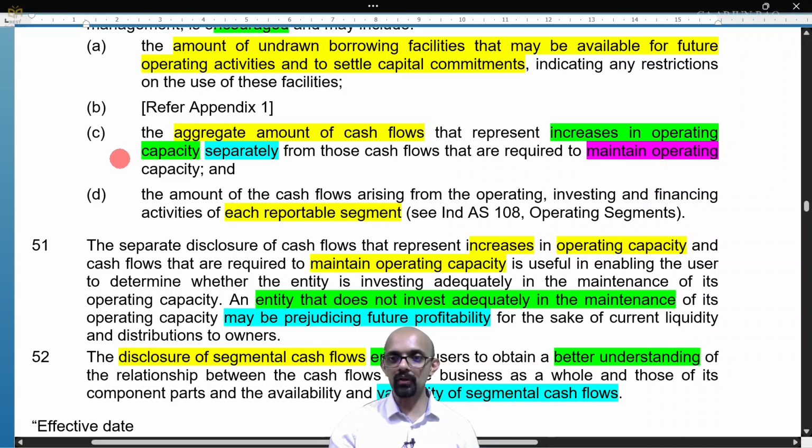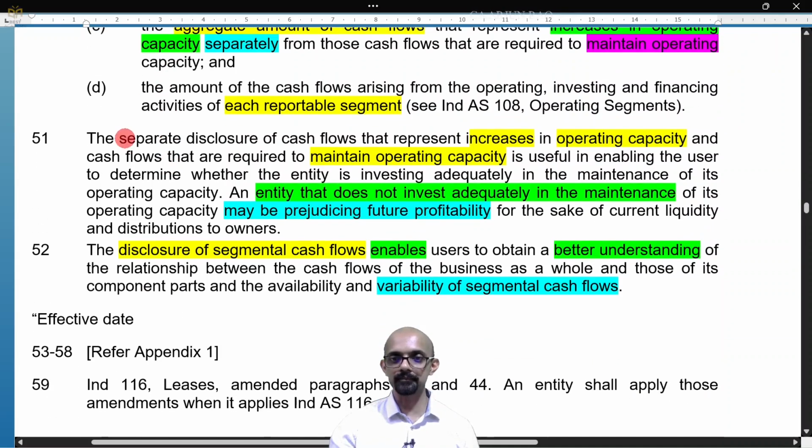They are not talking about classification here. Whatever cash flows represent increase in operating capacity. It does not mean operating cash flow. That cash flow may be an investing cash flow, but if that is increasing the operating capacity, you give a disclosure. Or if there are other cash flows that are just maintaining operating capacity, that also you disclose.